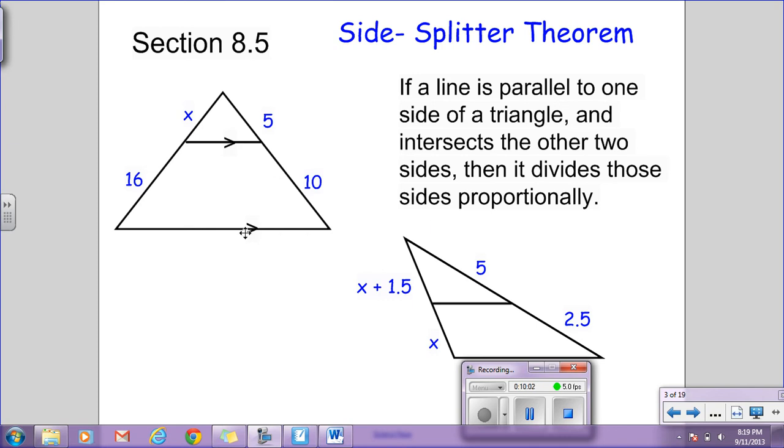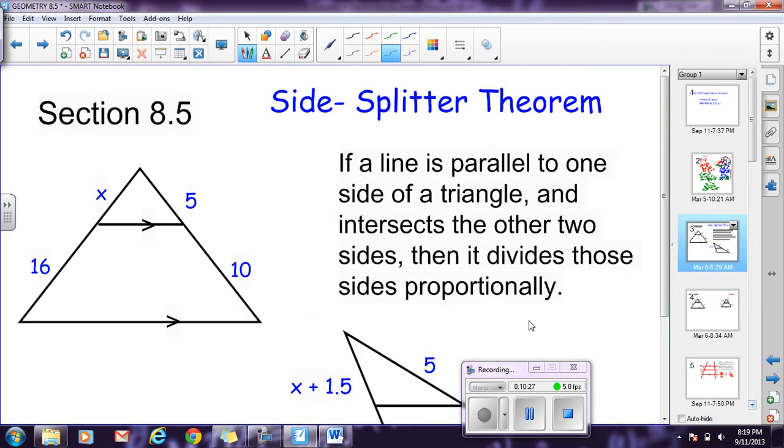So it's saying these two lines are parallel, and they hit the edges of these two sides of the triangle, meaning it splits them up proportionally. So it's actually pretty basic. It's pretty simple. You guys already know proportion, so this should be pretty easy for you. So I'm going to go ahead and show you right here how we would write this proportion.